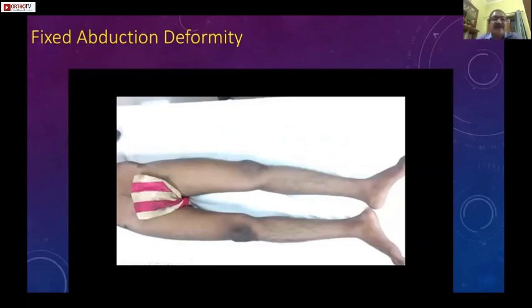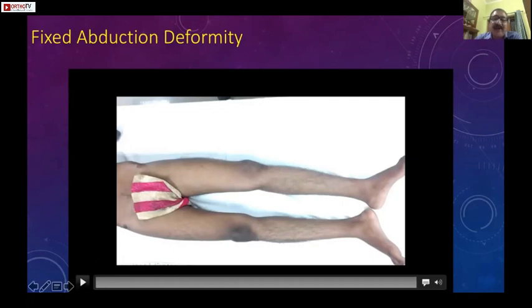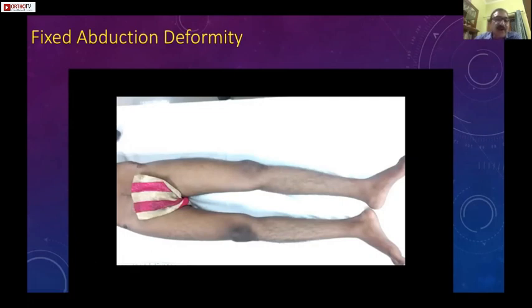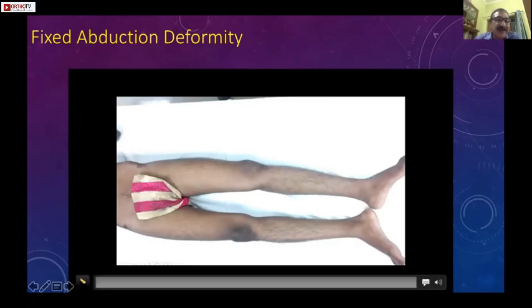Now, how do you measure a fixed deformity? We are talking about deformities. We have seen how to measure fixed flexion deformity. We have seen the range of flexion beyond the flexion deformity, and how to measure bilateral flexion deformity of the hip joint. Now we come to the adduction deformity. How do we measure it? As I told you earlier, we have to unmask the deformity. In a case of adduction deformity, unmasking is done in the manner shown.